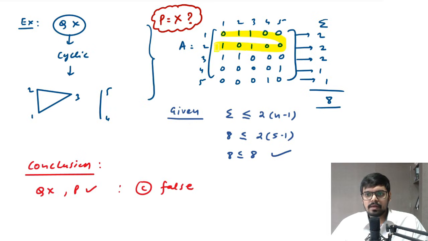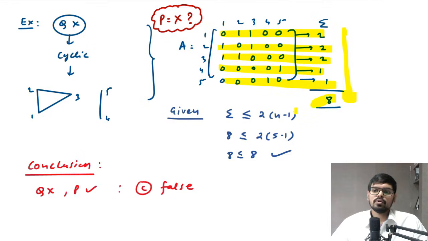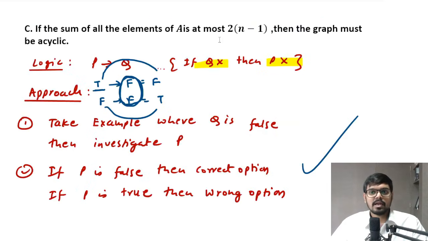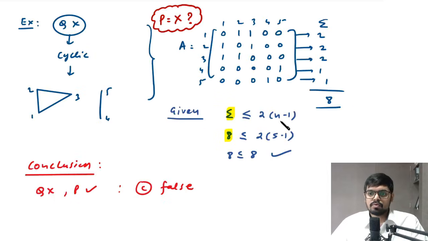Once your A matrix is ready, then they need summation of all the elements. So start to add everything like this, or be smart: add the row 1 elements, add the row 2 elements, add the row 3 elements, add the row 4 elements, add the row 5 elements, then add this completely. You will get 8. These are 2 methods to add the elements of the matrix. But once you get A, then you will say summation value is 8. But as per the statement, summation is at most, which means less than or equal to 2 times n minus 1. Is it true? N was 5. So 5 minus 1 is 4. 4 into 2 is 8. So yes, this is true.